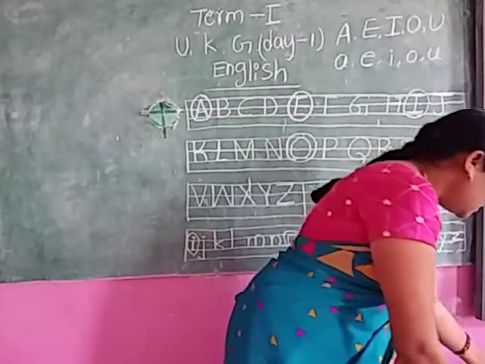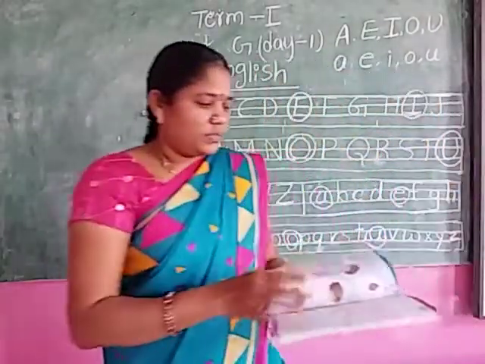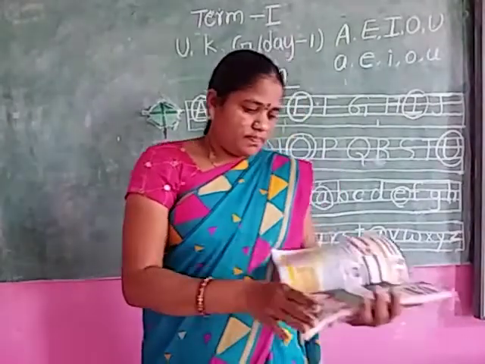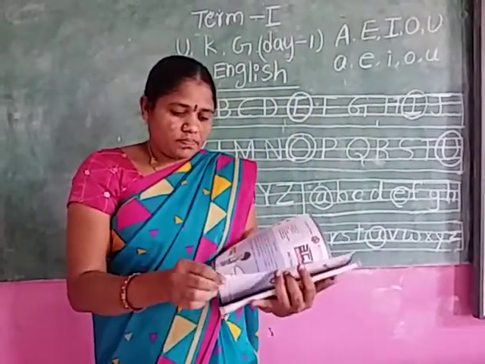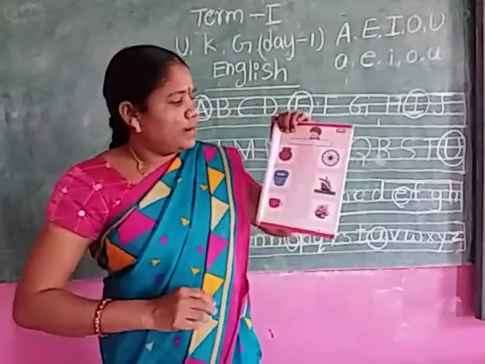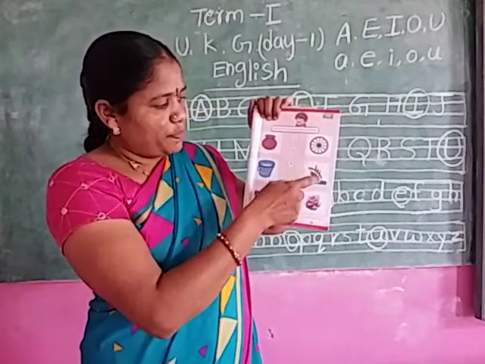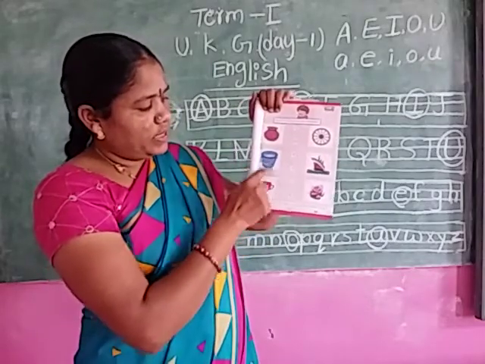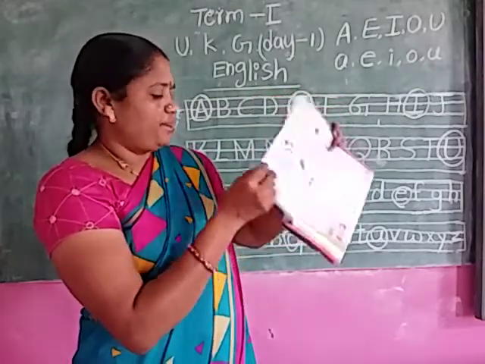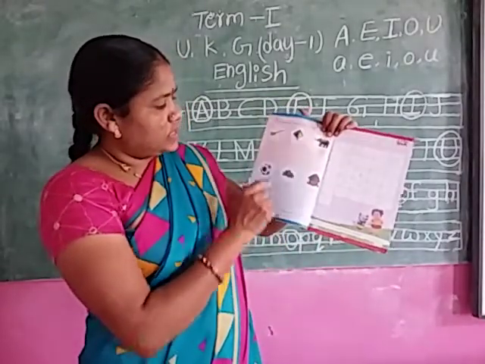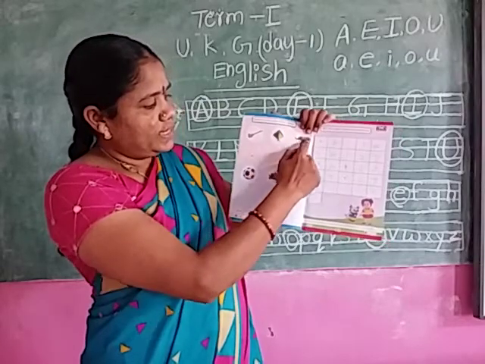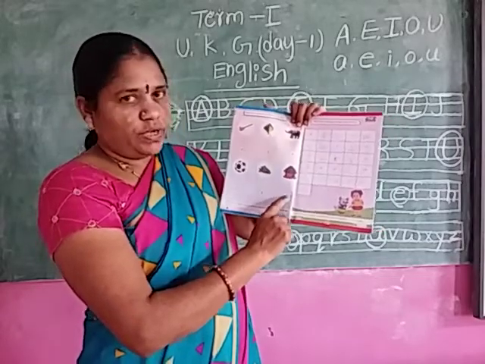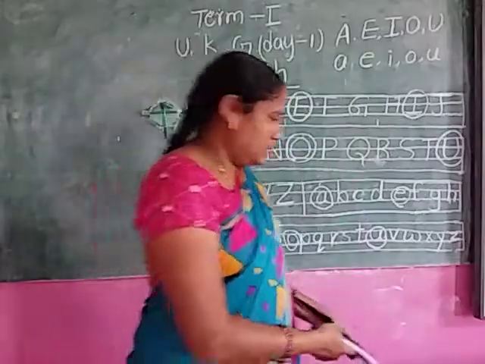Next one is your worksheet book, my UKG English worksheet book. In this, page number 5, match the picture with the letter. S for ship, W for wheel, R for rose, P for pot, B for bucket, C for cup. Next one, page number 6. See, M for mop, E for elephant, K for kite, B for ball, G for grapes, H for hut. Okay, match here.